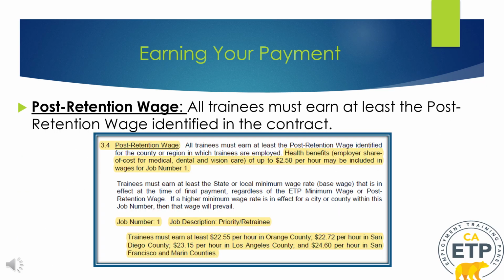This is more information on earning your payment and what are some of the requirements that you can find in your contract. This is the post-retention wage section, which tells you exactly how much your trainees must be making post-retention. This is an example, but all the areas highlighted in the yellow color will be different based off of your contract. And also, if there are health benefit amounts that you can add to the post-retention wage, that'll also be listed in your contract. Please follow these if you are in doubt, just to make sure that you are meeting these requirements for your employees so you can earn your payment.